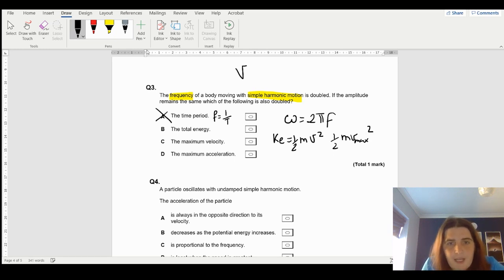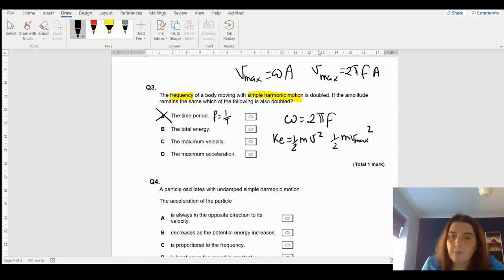And I know that v max equals omega A, and the amplitude is not changing. And so v max equals 2 pi f A. So my velocity, if my frequency doubled, my velocity would double. But if you look at the kinetic energy, it's going to double and then it's going to double again. So it's actually going to quadruple the amount of energy in the system because it's v squared. So it's not this one.